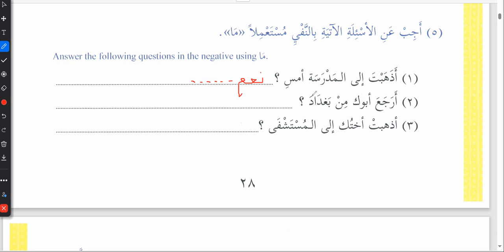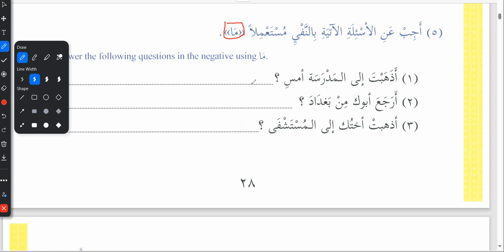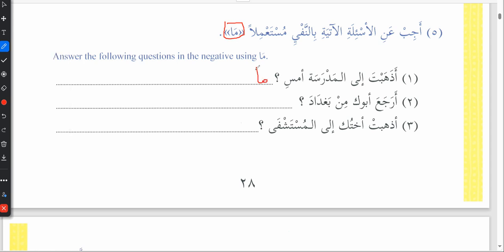أرجع أبوك من بغداد? Sorry, we are going to use ma. So I'm so sorry, it's a mistake here. We have to negate the sentence. So you will say ذهبت إلى المدرسة أمس. You will say ما ذهبت. Zahabtu. Now, keeping in mind that you are saying about yourself, zahabtu. So, I will use the damir as no, I did not go to school yesterday.